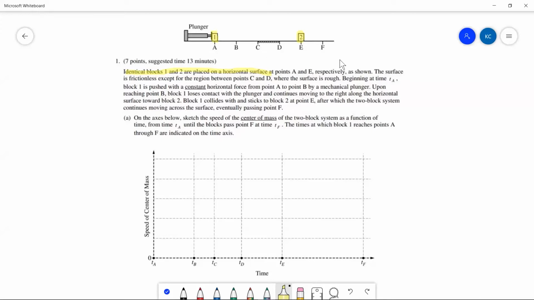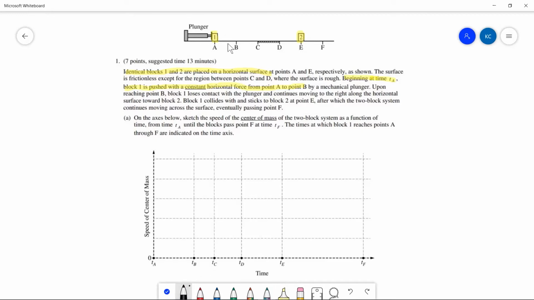Even though it doesn't say explicitly that they're at rest, we can initially assume that they are, since they're just placed on the surface. Then, beginning at time A, block 1 is pushed with a constant horizontal force from point A to point B. That means block 1 at point A starts moving, but block 2 still stays at rest. So let's ignore block 2 for now until it starts moving.